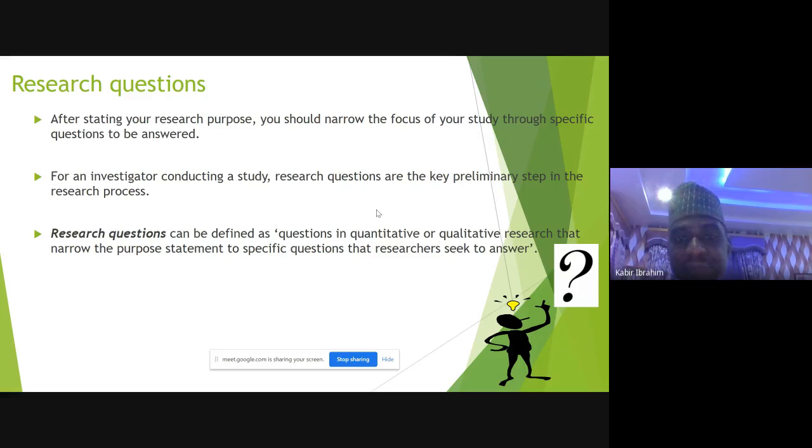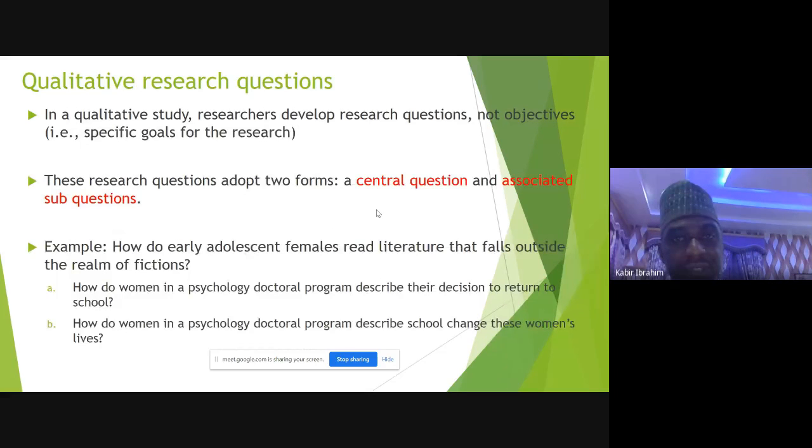Now let us define what research questions are. Research questions can be defined as questions in quantitative or qualitative research that narrow the purpose statement to specific questions that researchers seek to answer. Since, from the definition, we said research questions in quantitative or qualitative research, now we are going to see the qualitative research questions.